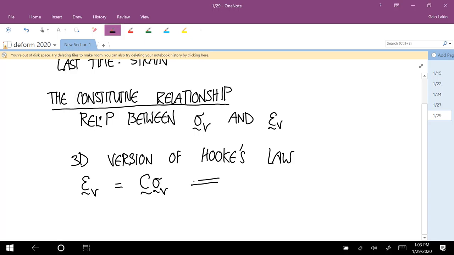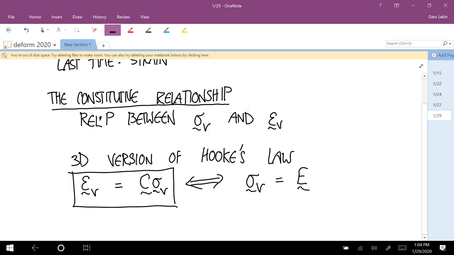Or equivalently, this is the one we're going to use most of the time, because most of the time, the stress is the thing we're going to be able to calculate through other approaches, and then we'll use it to calculate the strain. But you could also take the inverse of the compliance matrix, multiply it to both sides, and you would get that the Voigt stress is equal to the stiffness matrix times the Voigt strain.